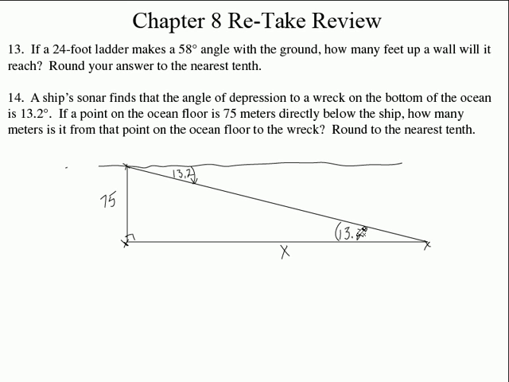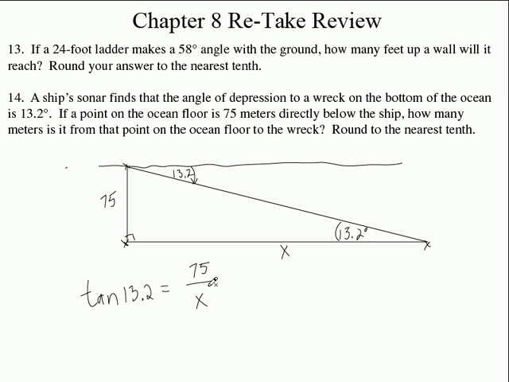It's just a regular right triangle, and you've got an angle here. You've got an opposite side, and you're looking for the adjacent side. So which trig function is opposite and adjacent? It's the tangent. So the tangent of 13.2 is equal to the opposite, which is 75, over the adjacent, which is x.